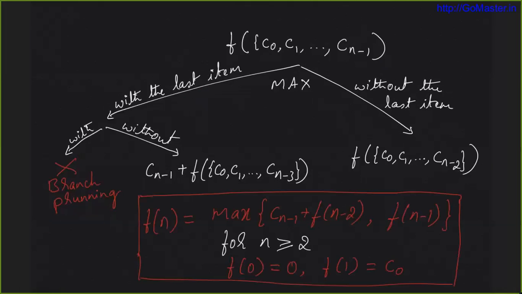So the recurrence is going to look like this. f of n, that means the solution to the first n items, is going to be the max of the last item plus f of n minus 2, or f of n minus 1, right? One of these two is going to be the answer.